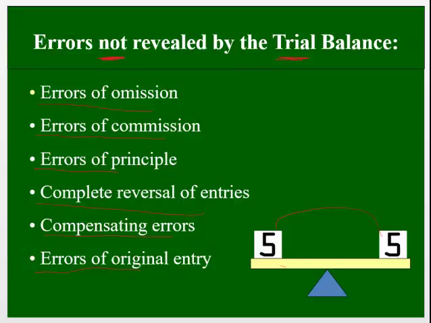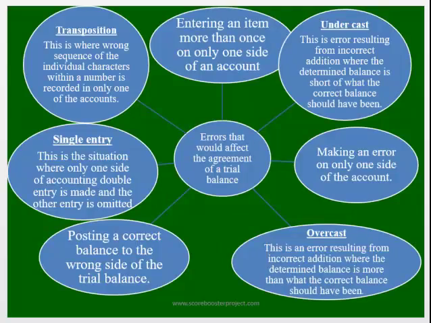Now, we move on to the errors that will affect the trial balance. What are those errors that once you commit them, once you make that particular error, your trial balance will not agree? The first one is error of transposition. When you say you transpose, it means there's a mix up here. This is where the wrong sequence of individual characters within the number is recorded only in one of the accounts.